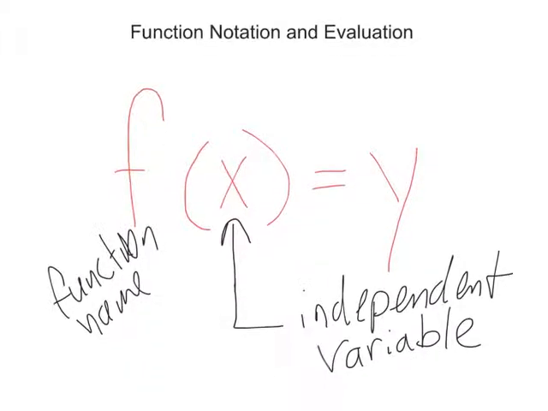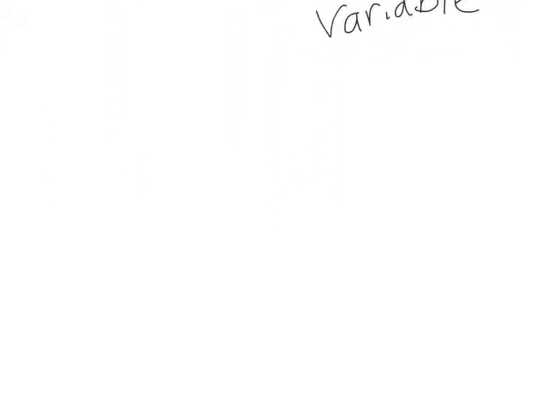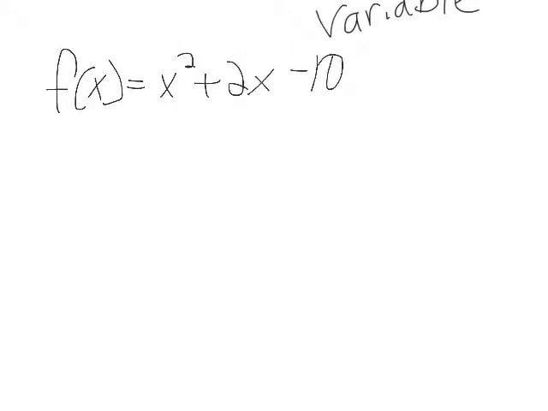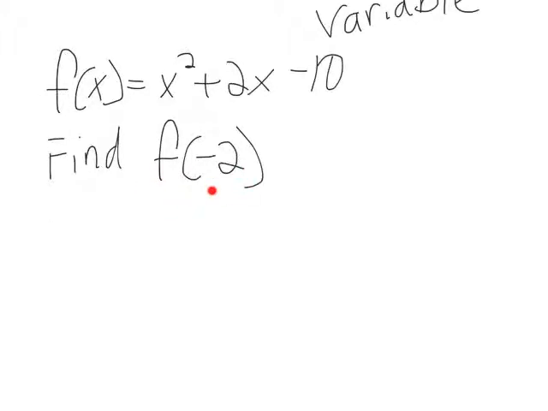Let me scoot the page up a little bit. And let's say that I have the function f of x is equal to x squared plus 2x minus 10. So when I'm going to evaluate, I might say something like find f of negative 2. And what that's telling me is that I want to plug negative 2 in for x in my function f, okay? This is especially helpful if you have more than one function that we're working on at one time. This way you can keep them labeled and keep straight which one's which, okay?